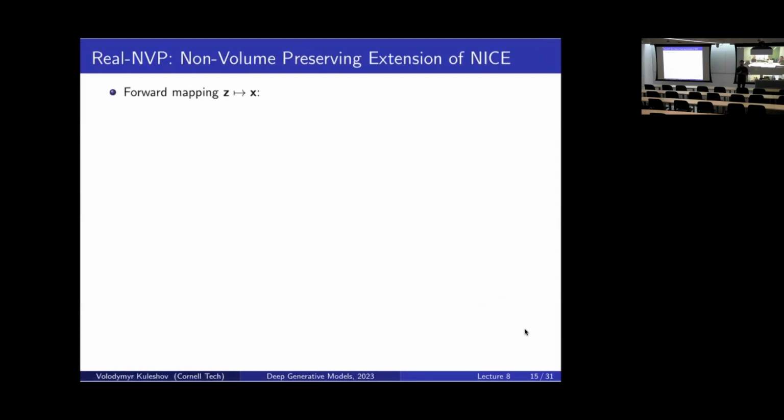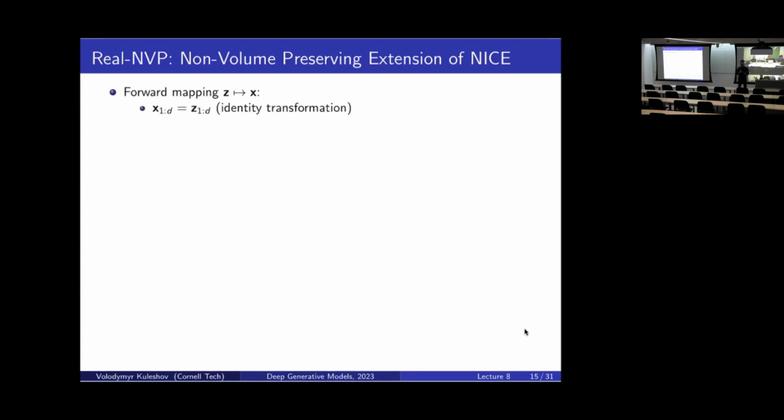Okay, and then the other extension, a couple of years later, was an extension to this model called real NVP by a similar subset of the authors, which can be thought of as a non-volume preserving extension of NICE. And here, what they did is that they modified the coupling layer to be, well, non-volume preserving. It still really looks like a coupling layer.